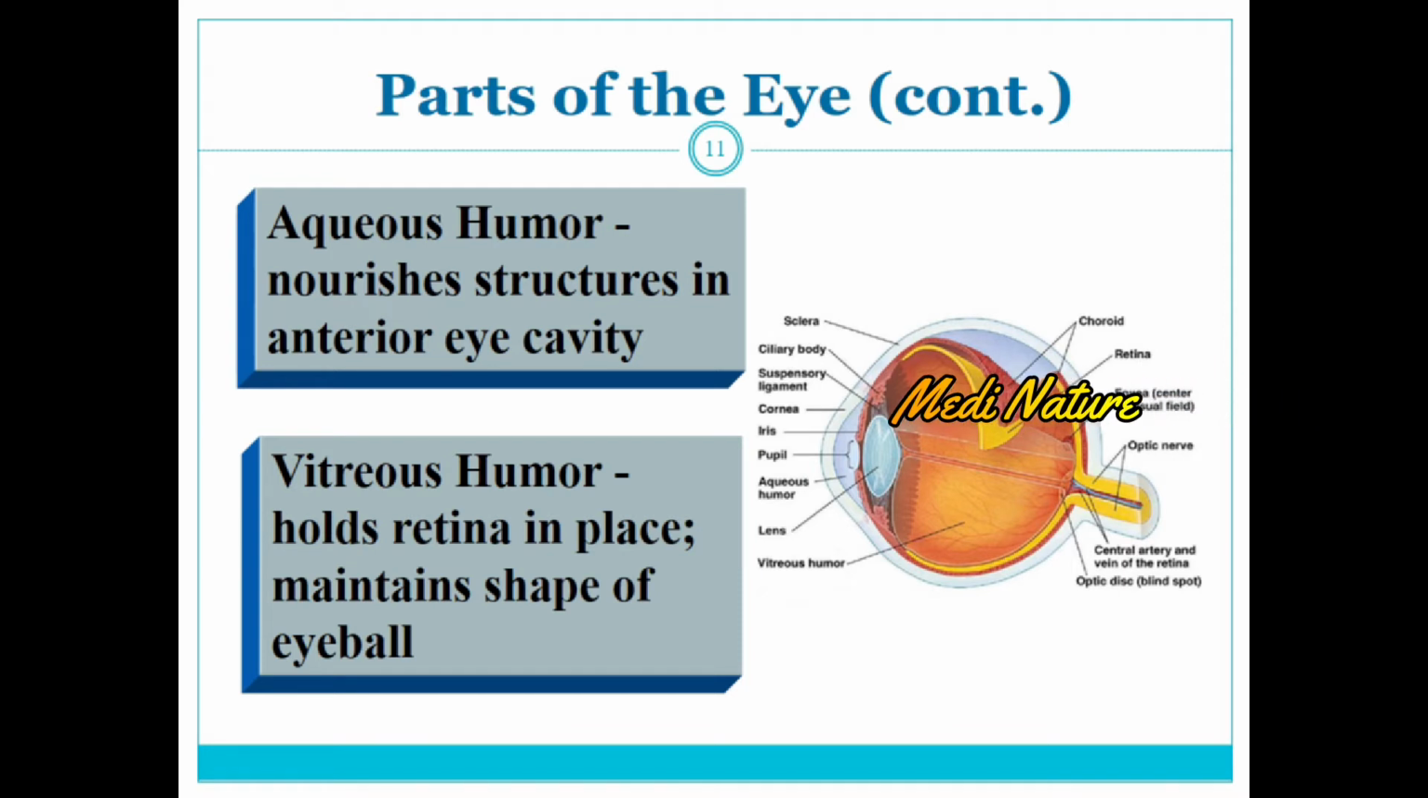There are two compartments in the eye, that is the compartment in front of the lens and the compartment behind the lens. The compartment in front of the lens is filled with aqueous humor. This liquid is important for the nourishment of structures in the anterior eye cavity. And the compartment behind the lens is filled with vitreous humor. It is important to hold the retina in place and to maintain the shape of the eyeball.